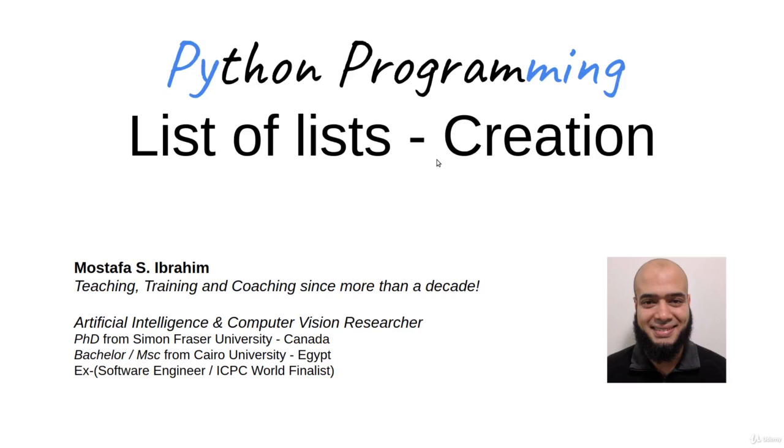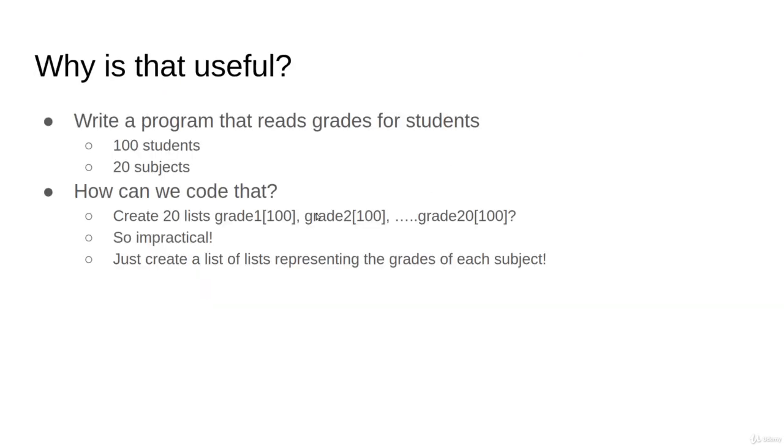Let's focus more on the list of lists, like creation, for example. First question is, why nesting the lists this way is something important. Imagine that you would like to maintain data about your students. You have 100 students and you have 20 subjects in your university or college. How can you code that?